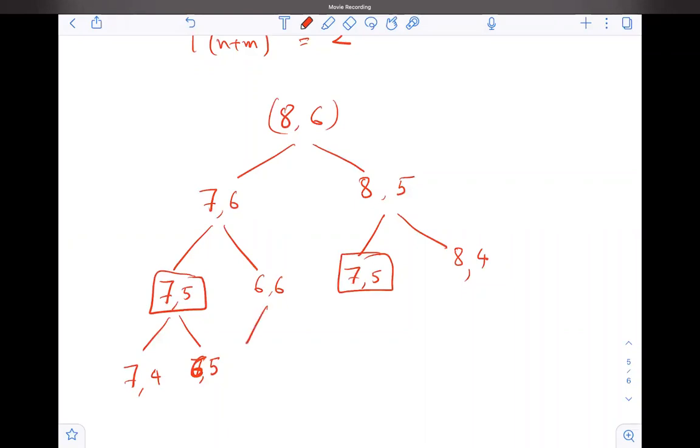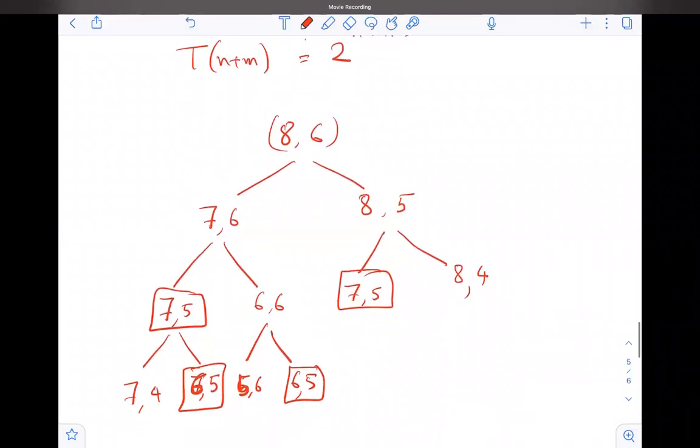And similarly here, this will become 5,6 and 6,5. Now 6,5 here and 6,5 here. Why do it again? So then in this case, the worst time complexity would be nm, right? Hold on. Yeah, you're right.